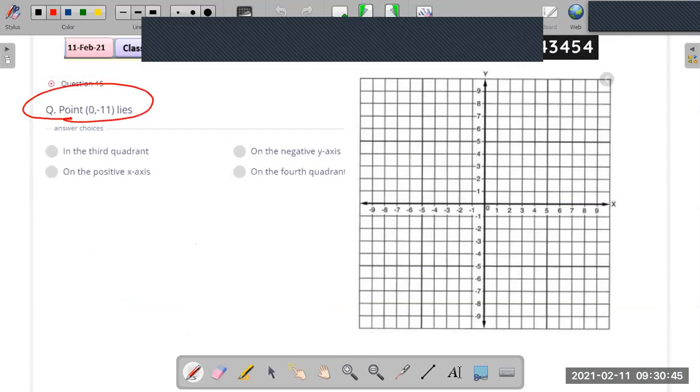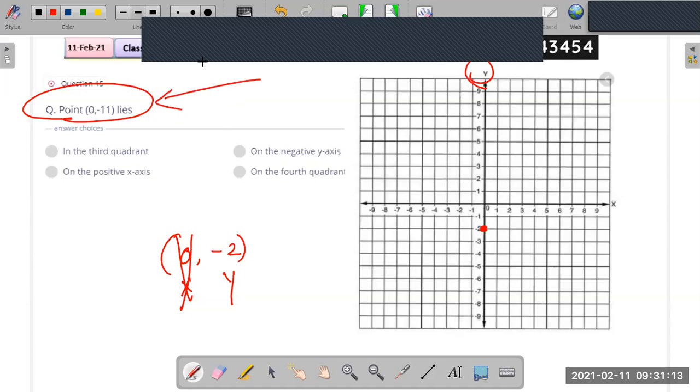Where does this point lie? 0 comma negative 11. For example, if I give you one example, let's say 0 comma negative 2, where will this point lie? So x is 0, y is negative 2. So y is negative 2 over here. This is the y-axis, so it lies on the y-axis. But again, is it the positive y-axis or the negative y-axis? It lies on the negative y-axis.